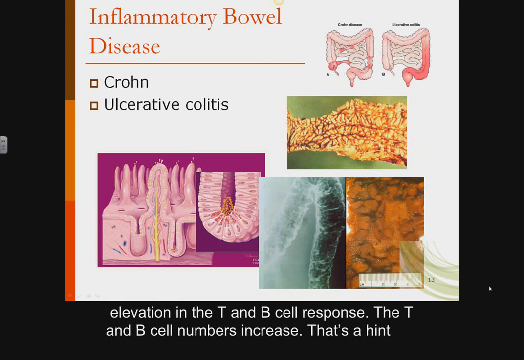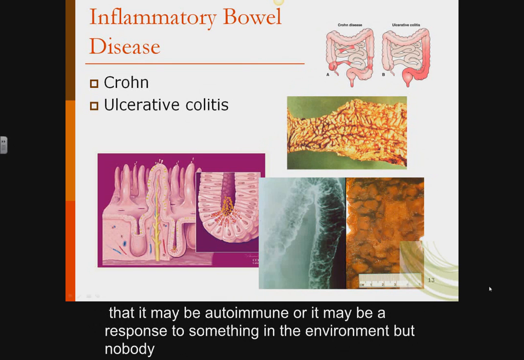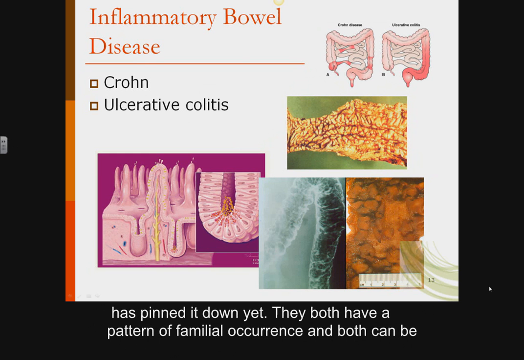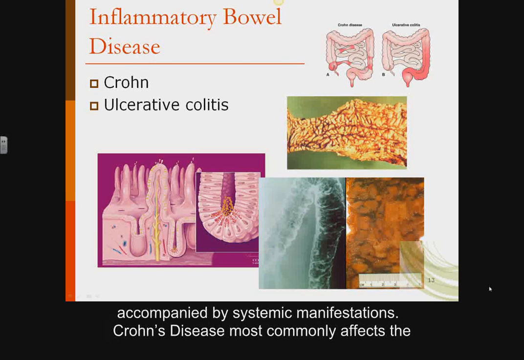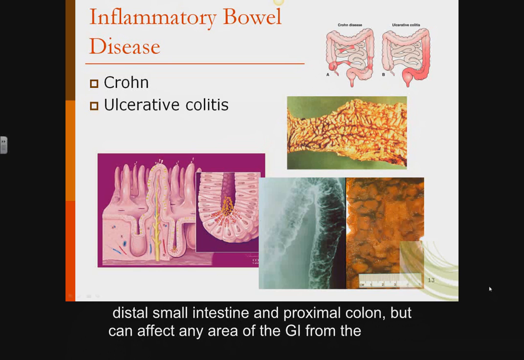There's also an elevation in the T and B cell response. The T and B cell numbers increase. That's a hint that it may be autoimmune, or it may be a response to something in the environment, but nobody has pinned it down yet, at least not that I've seen. They both have a pattern of familial occurrence, and both can be accompanied by systemic manifestations.